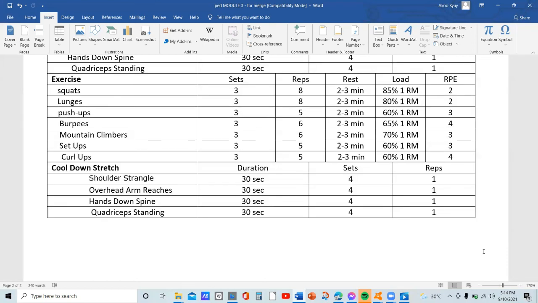So we are now at the last part of the exercise prescription component, which is the cool-down stretch. Of course, it is also important to perform cool-down exercise to allow the recovery of our heart rate and blood pressure after the conditioning phase of training. So as you can observe, my cool-down stretch is just the same with my warm-up stretch. So I guess I will not be discussing it again.